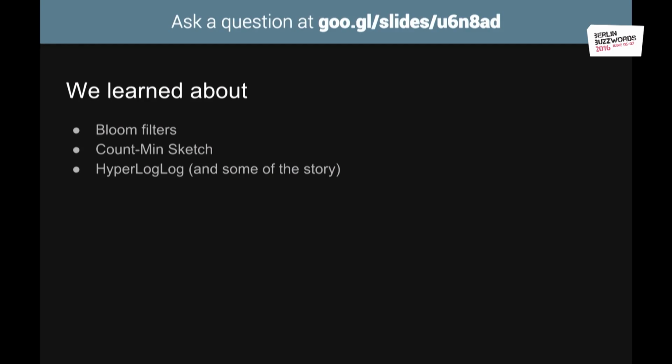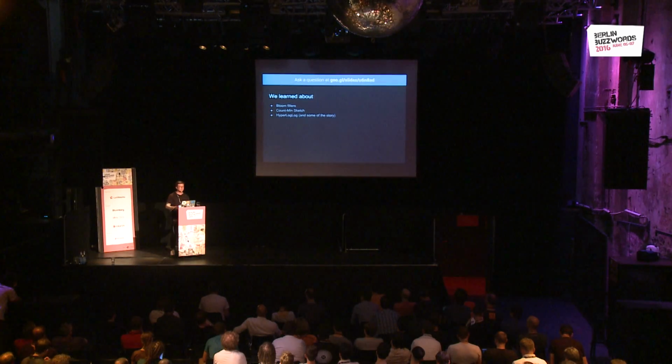Just to recap, Bloom filters are for set membership, good for caching. CountMin Sketch, really good for counting how many times you've seen something. And hyperloglog is an interesting story, and it's really good for cardinality estimates. And that is it. Thank you very much for listening.